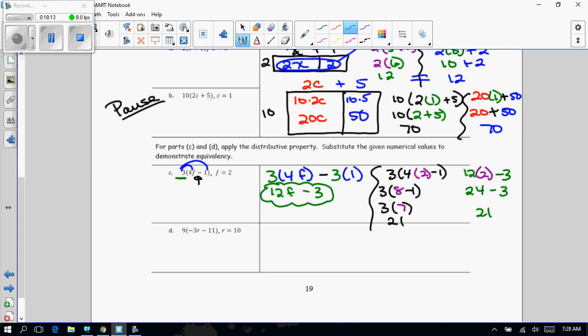Look how much shorter that was. That was one whole step shorter, right? A little bit faster. By having it simplified, it's a little bit faster. What I want you to do is hit pause, and I would like you to try D.